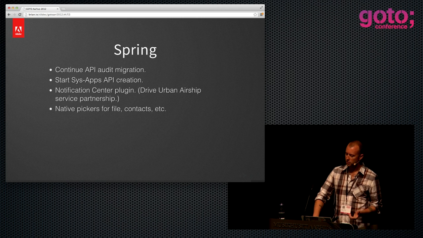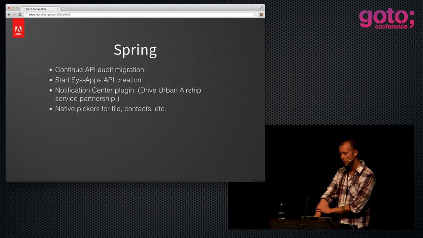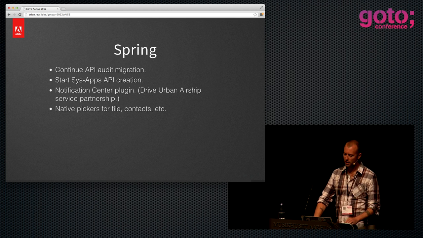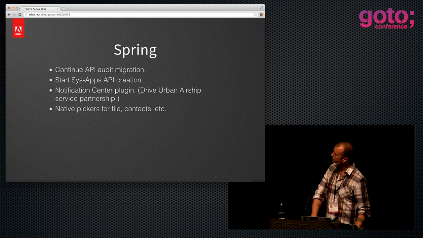The springtime, we're going to continue migrating our APIs to the new stuff that's coming out of the standards. We figure sysapps group will be well underway by then. We're going to be adding a notification center plugin to a core part of the platform. Urban Airship is probably going to work with us on that and offer it as a service if you want to use them, but you can set up your own server.